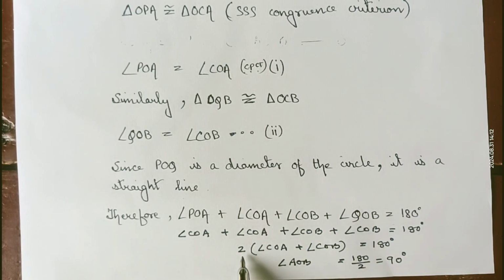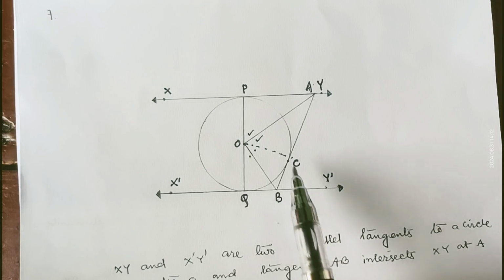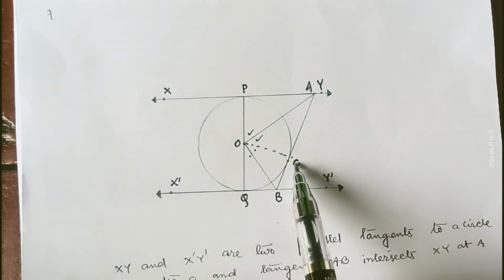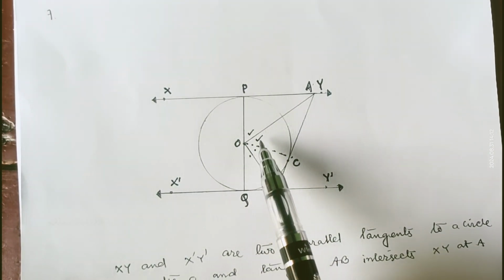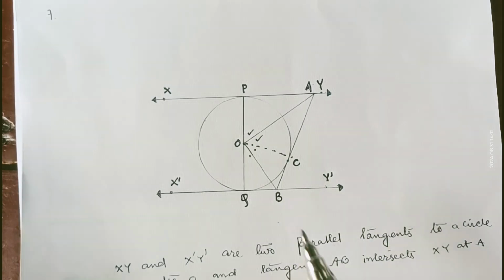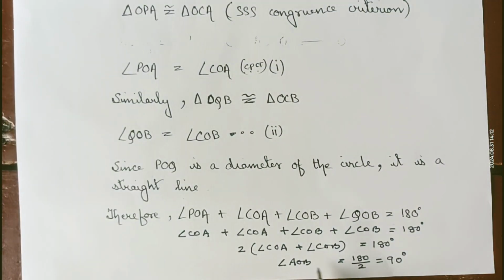Now COA twice, COB also twice. If I take 2 common, it will be twice of COA plus COB equals 180. The sum of these two angles, COA plus COB, is AOB. So we can write angle AOB equals 180 by 2, and 180 by 2 is 90. So angle AOB is 90 degrees, hence proved.